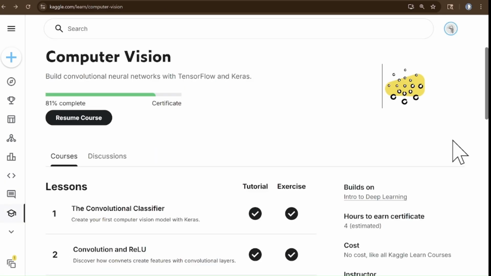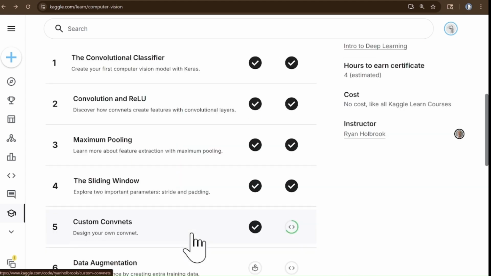Hey everyone, welcome back. So we are continuing our computer vision course and as of now we have completed 4 lessons. Today we are going to do custom ConvNets.